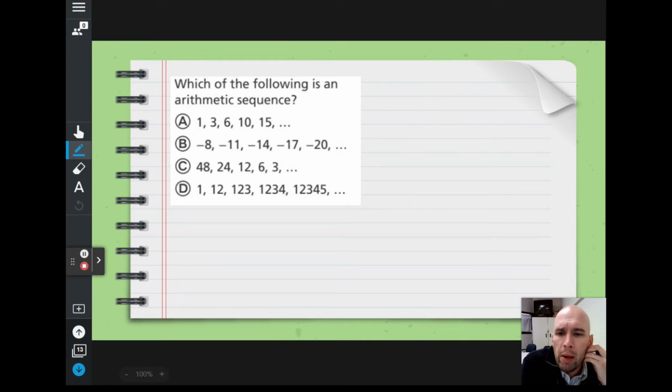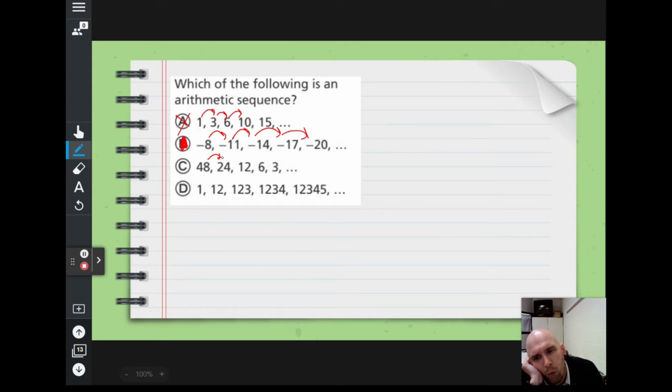Which of the following is an arithmetic sequence? An arithmetic sequence means you have to add or subtract the same number to get to the next term. So if I were to look at this, I add 2, I add 3, I add 4. That number is changing every single time. That's not arithmetic. I add negative 3, I add negative 3, I add negative 3, I add negative 3. That is arithmetic. I wonder if this is a select all that apply, so I'm going to keep going.